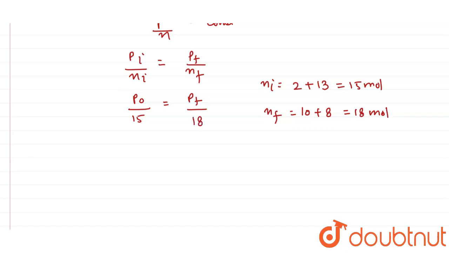Now solving or simplifying this equation, we will get P final is equal to 6 by 5 P naught. That means our final pressure is 6 by 5 of its initial pressure.